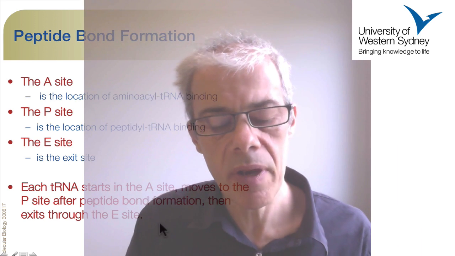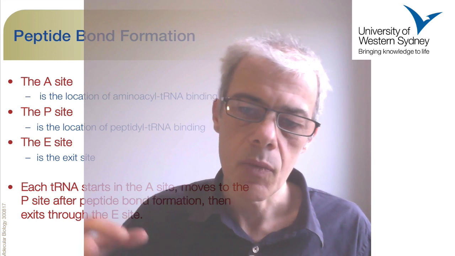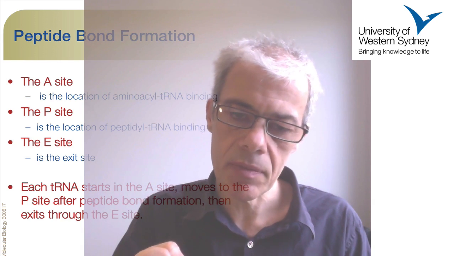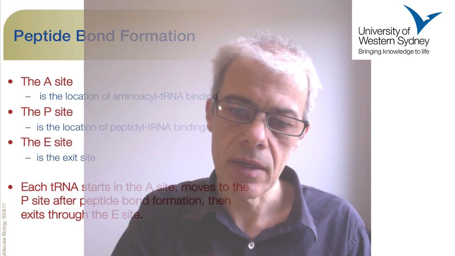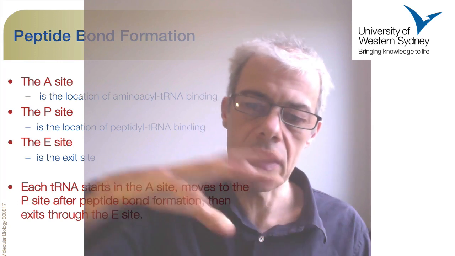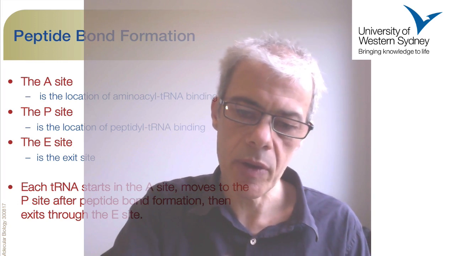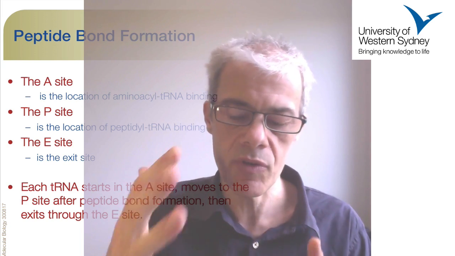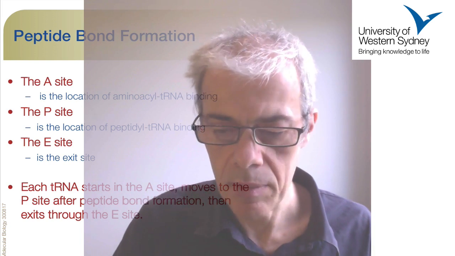So it's this big complex molecular machine where a transfer RNA comes in, donates its amino acid, and then leaves. And the next one comes in, donates its amino acid, and then leaves. And this process is run by the ribosome.